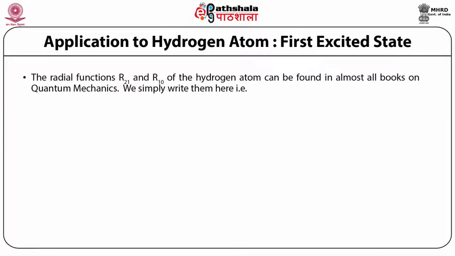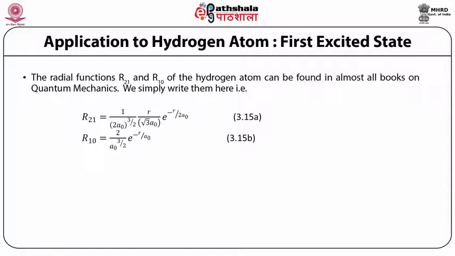The radial functions R_21 and R_10 of the hydrogen atom can be found in almost all the books on quantum mechanics. We simply write them down here. That is, R_21 is equal to 1 over 2 a naught raised to the power 3 by 2, multiplied by r divided by square root of 3 a naught, exponential minus r by 2 a naught. R_10 is 2 divided by a naught raised to the power 3 by 2 into exponential minus r divided by a naught. A naught here, of course, is the Bohr radius.